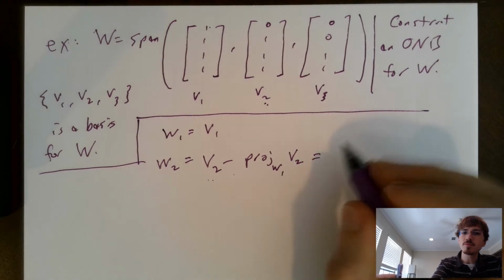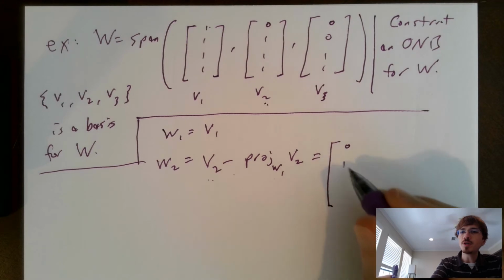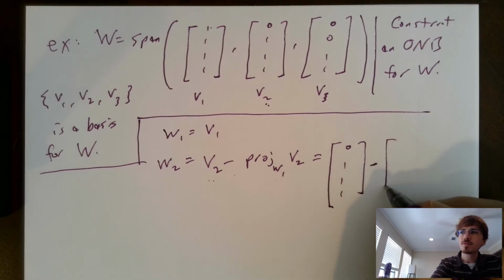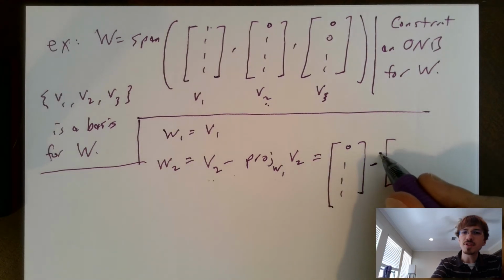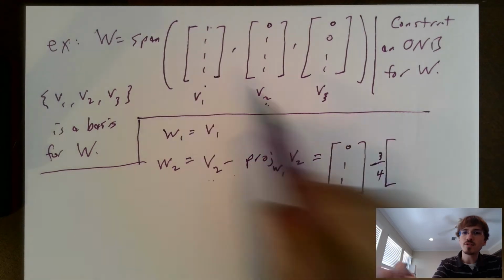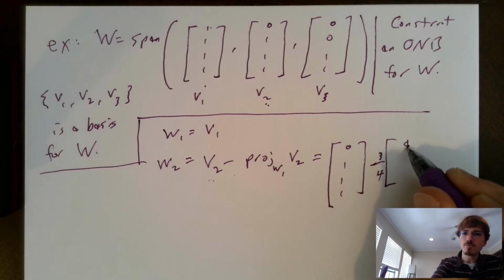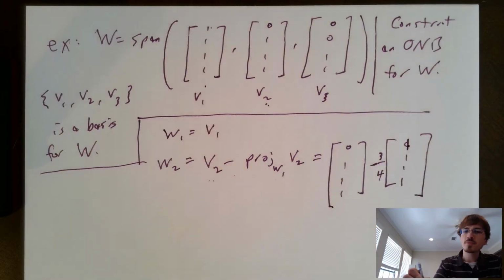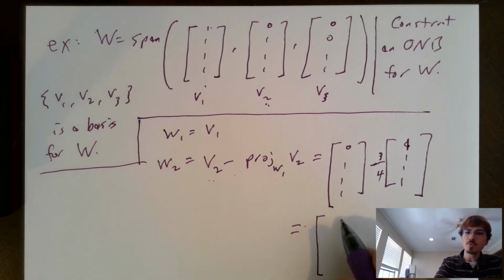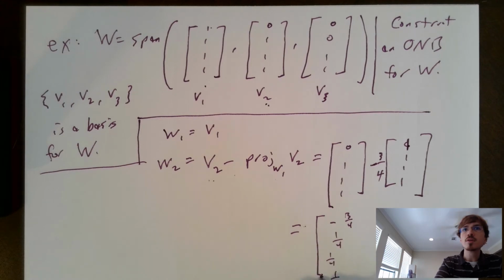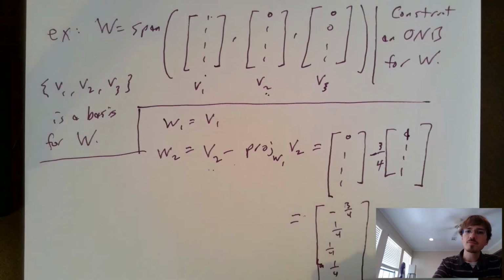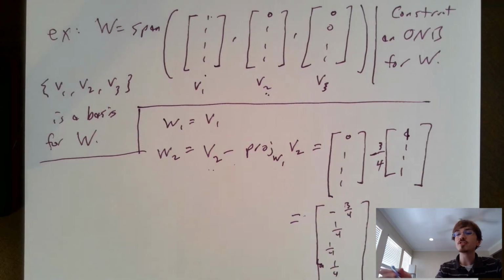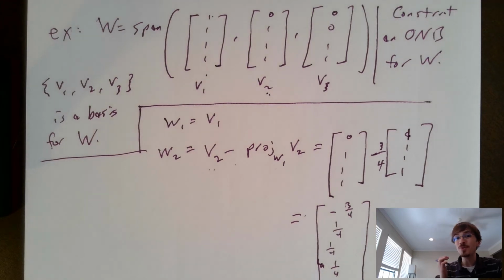So what does this become? Well, V2 is (0, 1, 1, 1) minus the dot product up top, which looks like 3, divided by the magnitude of this vector squared, which is 4, times the vector (1, 1, 1, 1). And whenever we do the subtraction, I think that we get, looks like, (-3/4, 1/4, 1/4, 1/4). This is our vector W2. And by construction, we know that W2 and W1 are orthogonal. So now the big question becomes, how do we construct W3? Let's extend this idea.